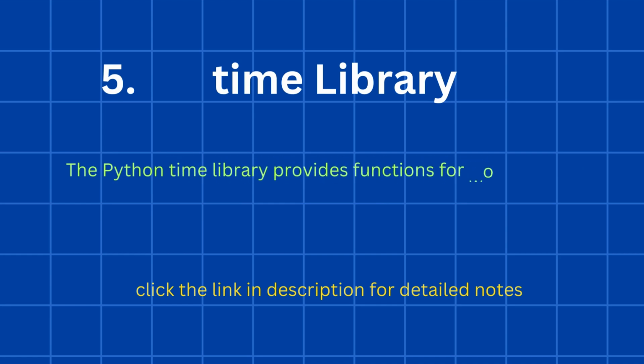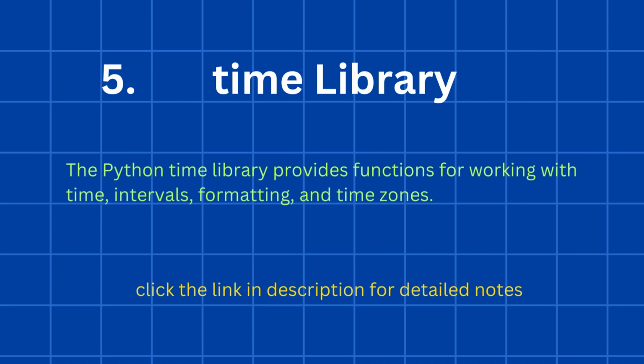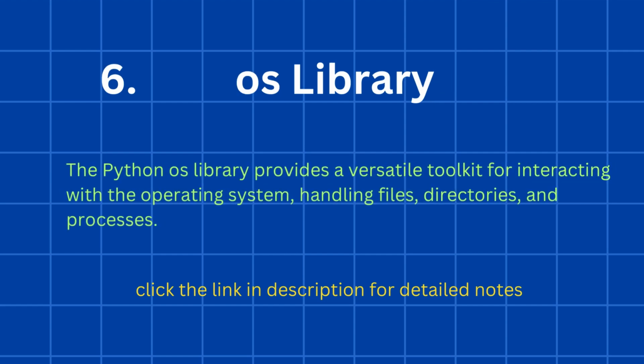The fifth library is the time library. Time library in Python is like a digital clock for your code. It provides various functions to work with time related operations.